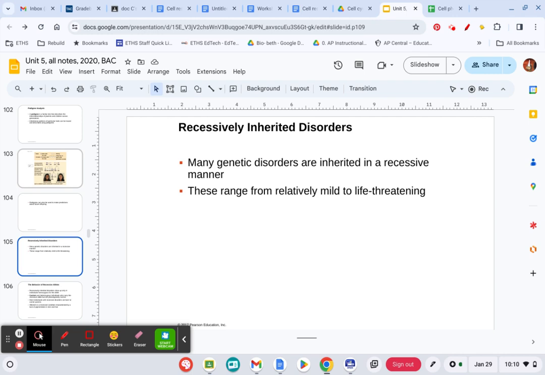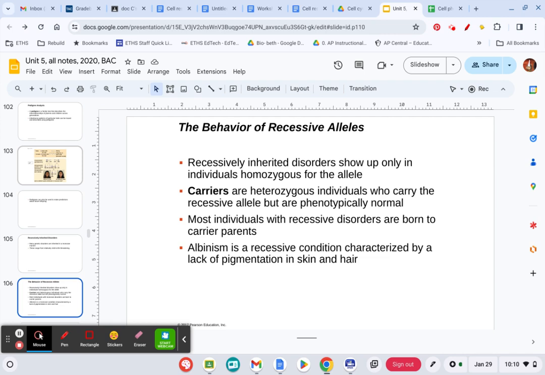So anyway, there are recessively inherited diseases and there are dominantly inherited ones. Some are mild, some are awful, and I'm going to talk about a few of them. In order to get a recessive trait, both parents have to give you a recessive allele. So parents can be carriers, meaning they're heterozygous.